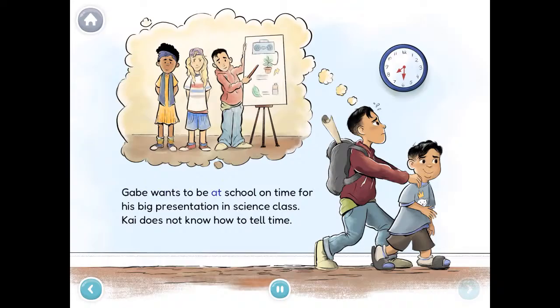Gabe wants to be at school on time for his big presentation in science class. Kai does not know how to tell time.